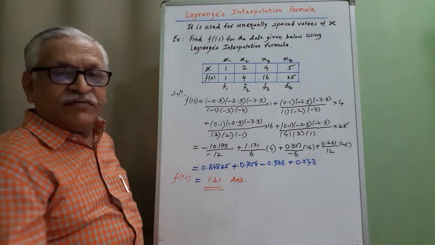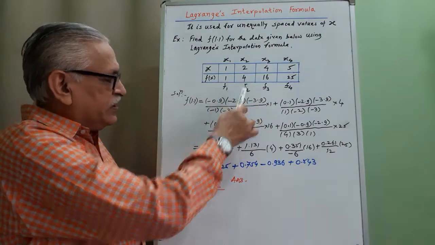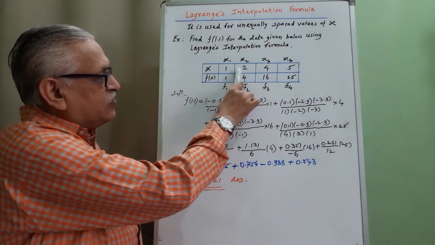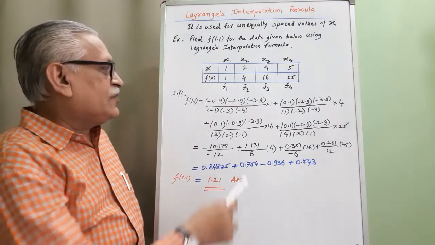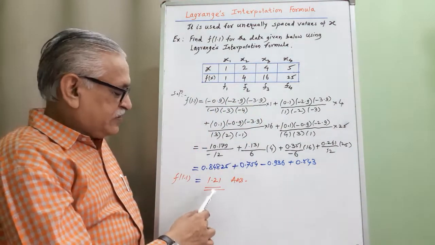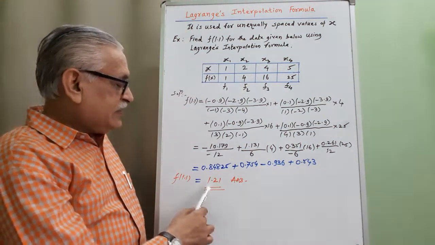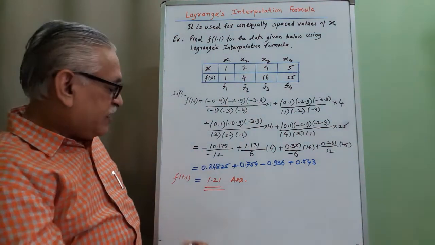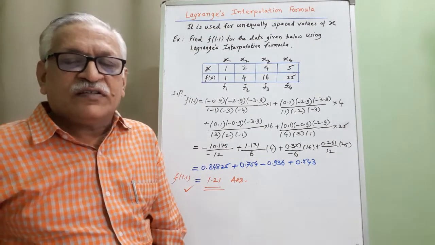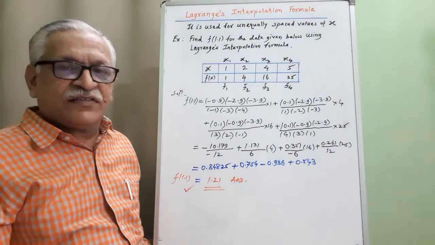For 1 we have the corresponding value of y as 1, or f as 1. For 2 it is 4, and 1.1 is in between the two values 1 and 2, therefore the corresponding value must be between 1 and 4. Yes, 1.21 is greater than 1 but less than 4, and therefore whatever value we have is the correct one. Therefore we can always cross check like this.